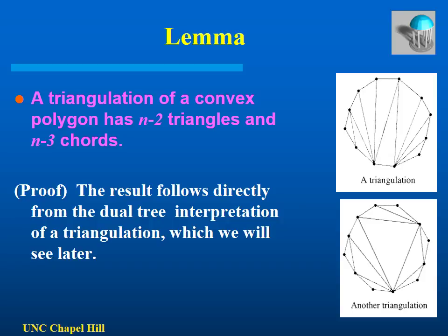A property of triangulations of a convex polygon with n vertices is that every such triangulation has n minus 2 triangles and n minus 3 of these interior chords. We'll not prove that right now, but later we will see an interpretation of a triangulation as a tree, and the property will fall out of that interpretation.